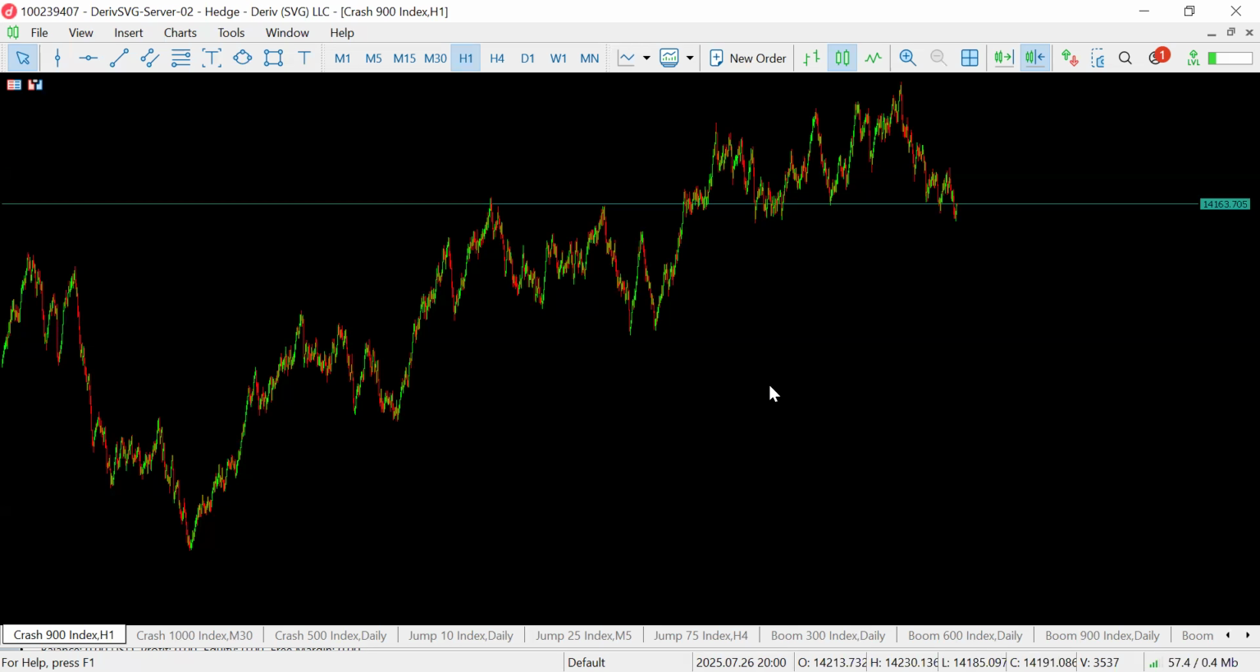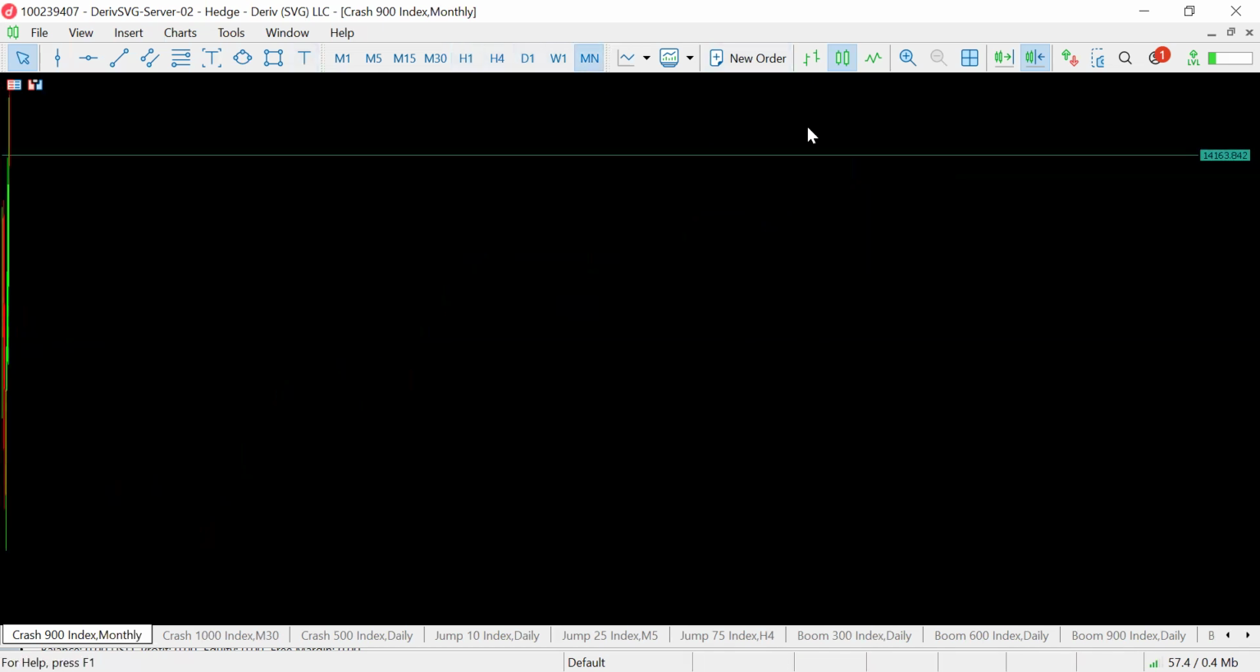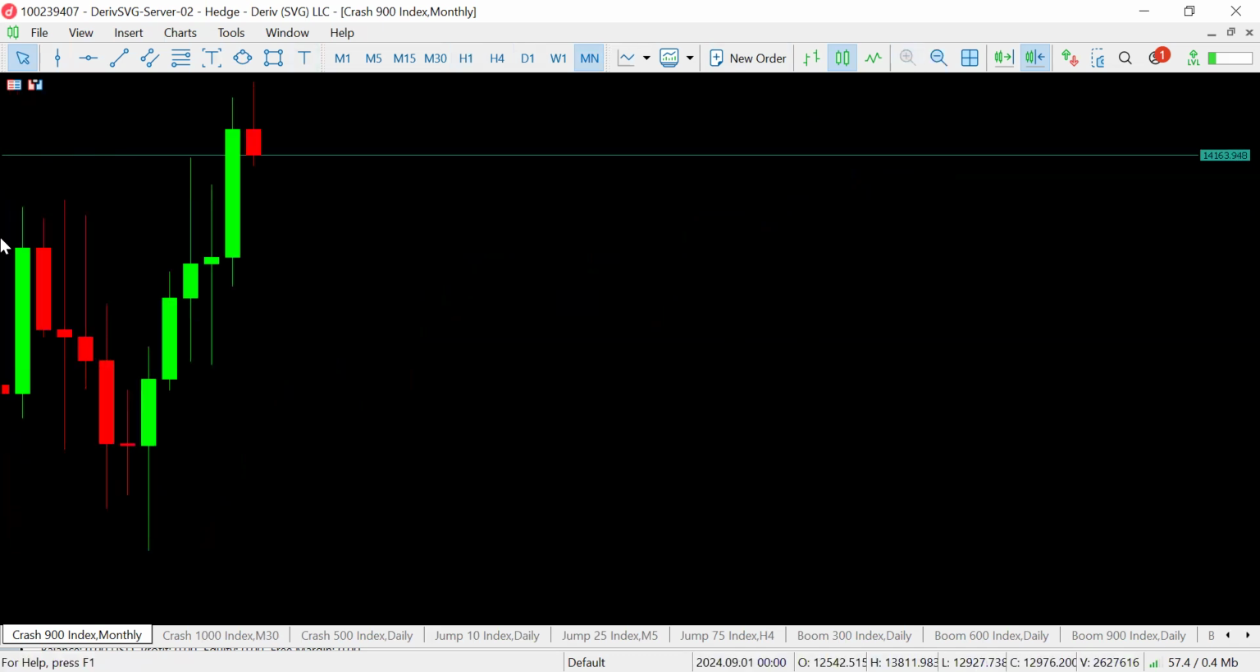So let's quickly look into the Crash 900 index. And as we all know, I like starting my analysis from the monthly time frame using a pure price action trading strategy. However, if we look at this particular index, because it has just been added not so long ago, I think just the late part of last year, around November, December, we can see that on the monthly time frame we do not have so much data to work with.